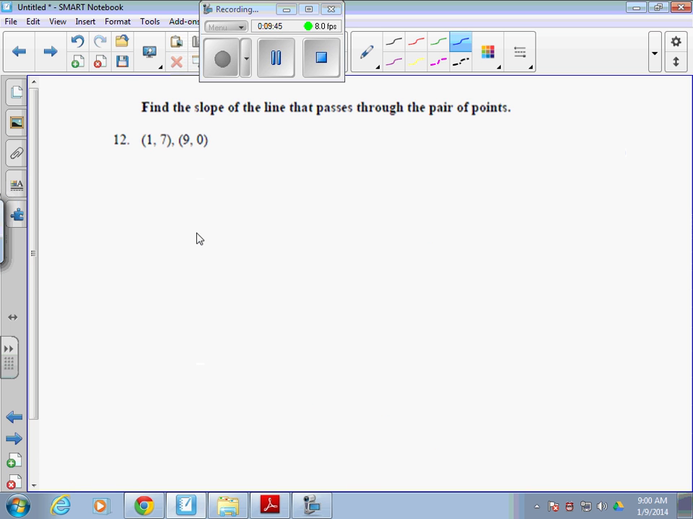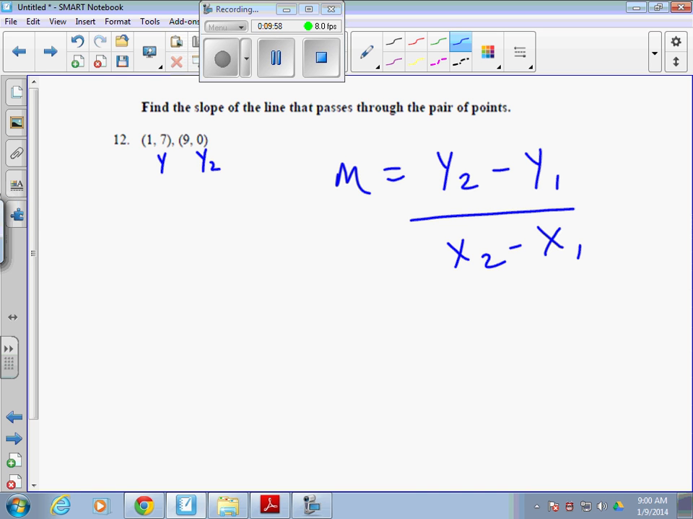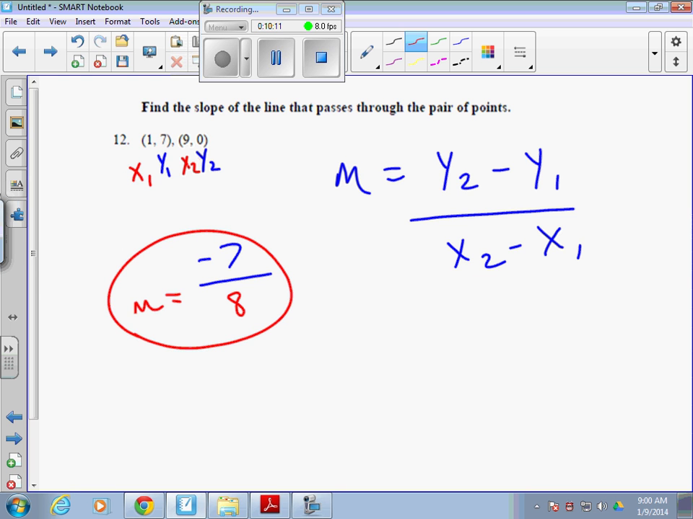Number 12, finding the slope between 2 points. You can follow the slope formula, which a lot of people don't remember, or you could just remember that it's the change of y over the change of x. So if we call this one y sub 2 and y sub 1, 0 minus 7 would be negative 7. And x sub 2 minus x sub 1, 9 minus 1 would be positive 8. So the slope is negative 7 over 8.